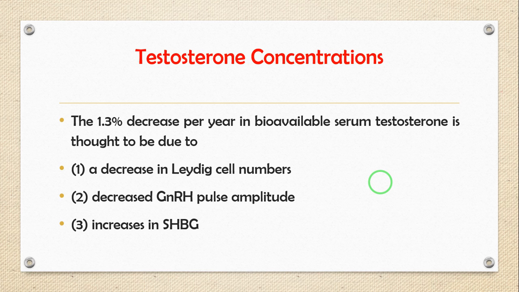This occurs by a decrease in the number of Leydig cells, which produce testosterone, or a decrease in the releasing hormone from the hypothalamus. The gonadotropin releasing hormone pulse amplitude will decrease. So either the cause is in the hypothalamus, where the stimulus decreases, or the number of cells that produce testosterone decreases, or we have an increase in the level of sex hormone binding globulin. All these lead to a decrease in the level of testosterone.